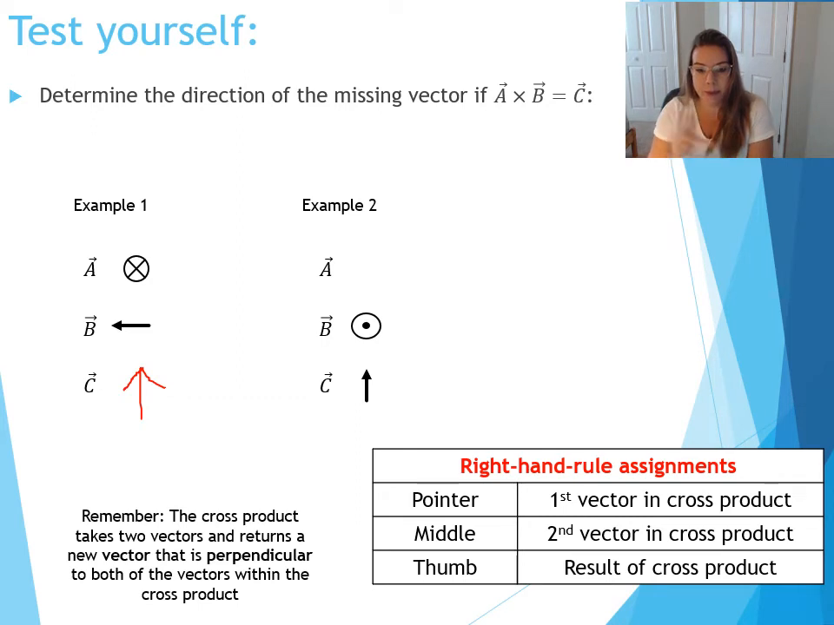All right, example number 2. This time we don't know how to point our pointer finger, but we know that our middle finger should be coming out of the board, and our thumb should be going up. So my middle finger is out. I can see the tip of my middle finger. My thumb is pointing up. My pointer finger is going to the right. Sorry, no, to the left.